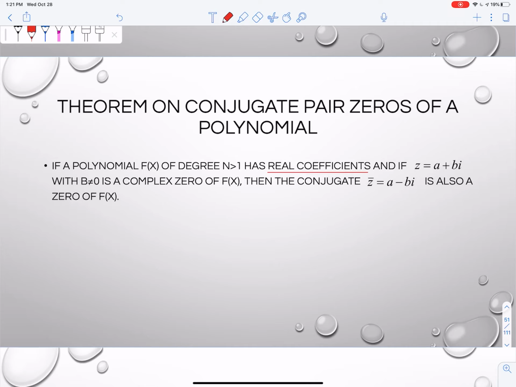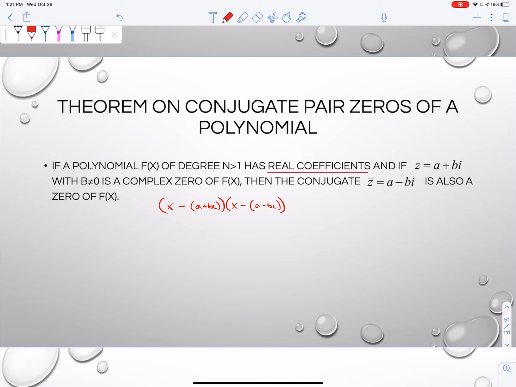So the key here is the real coefficients, and you may or may not see a problem or two where you're asked to come up with a polynomial with real coefficients, and you have to know this theorem to know that given a complex zero, its conjugate must also be a zero. So let me show this to you. If I had those zeros that were mentioned there, a plus bi and a minus bi, right?